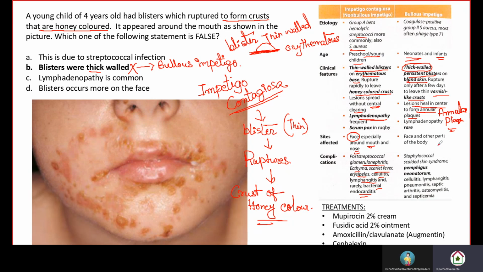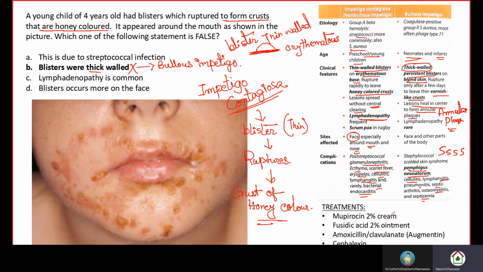Complications in bullous impetigo include SSSS, staphylococcal scalded skin syndrome, pemphigus neonatorum, cellulitis, lymphangitis, pneumonitis, septic arthritis, osteomyelitis, and septicemia. All these are complications of bullous impetigo.